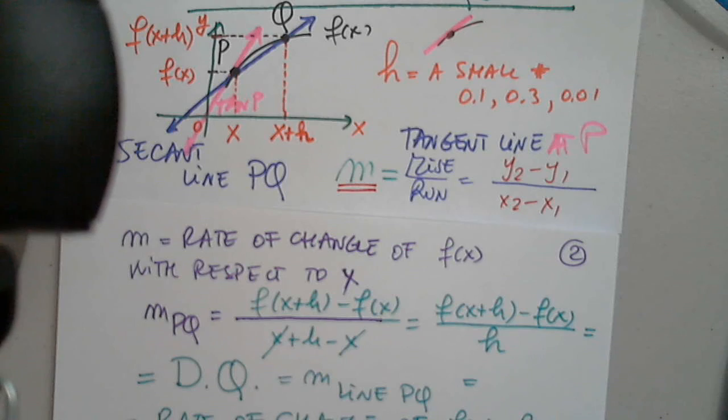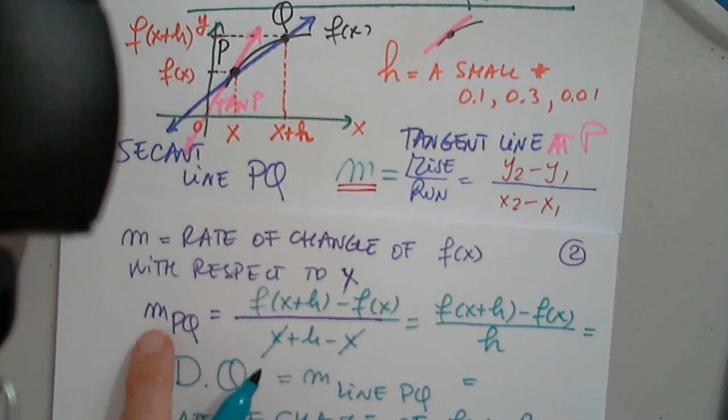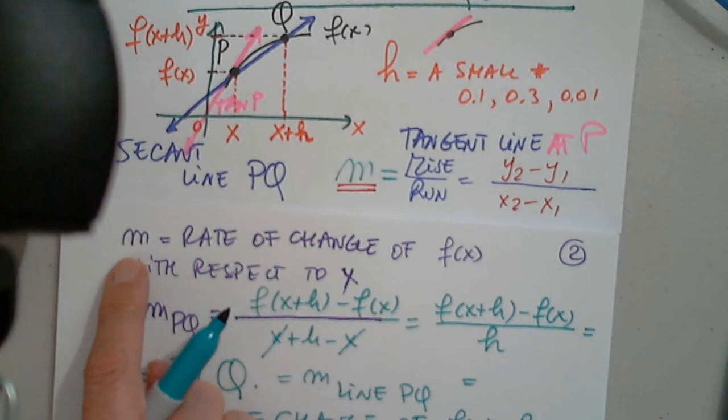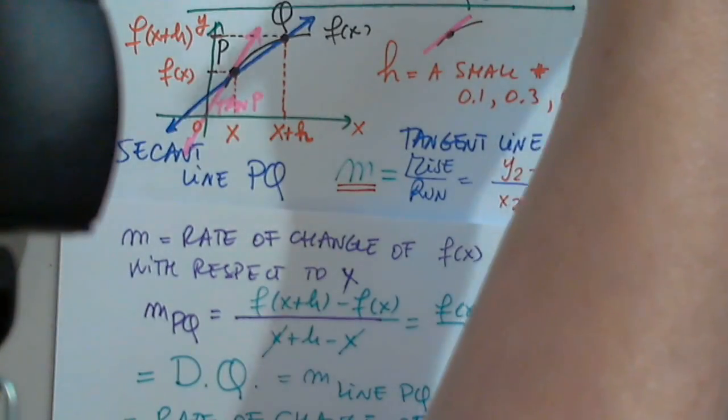Professor, what is the symbol that you're using for slope? Is that an M? Always. M, okay. Yes. Lowercase m. Yes. Okay, thank you.